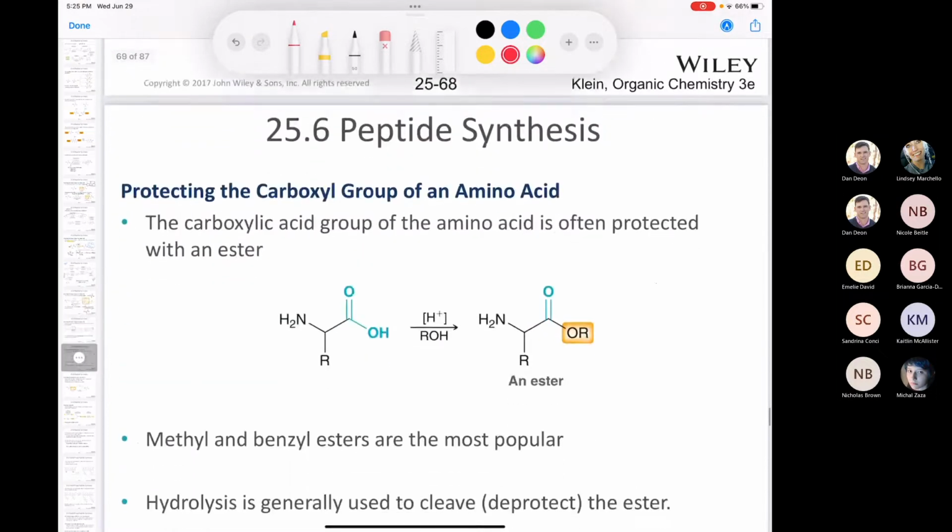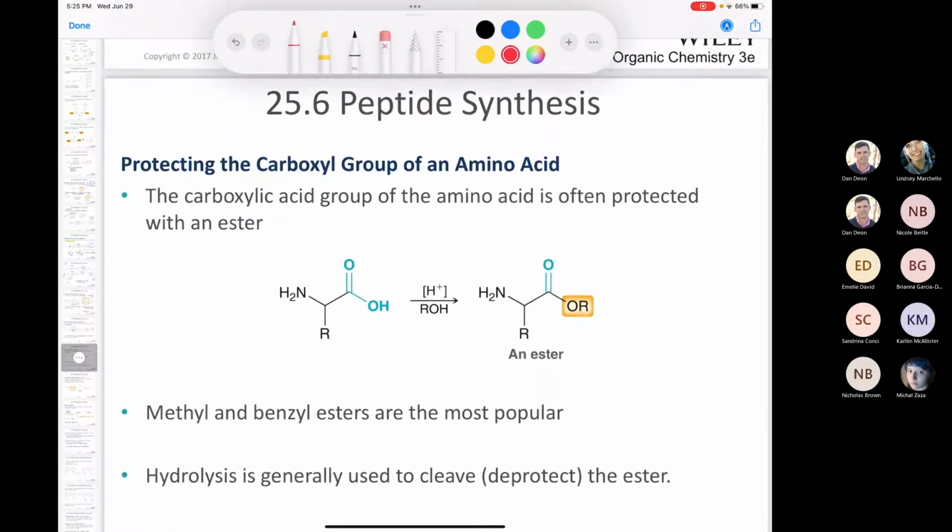Now that we've covered 2 protecting groups for the amino groups, let's take a look at the carboxyl groups. How do we protect those? Well, a classic way is to make an ester. And hopefully you all remember esterification reactions, where you take a carboxylic acid, treat it with an alcohol and a catalytic amount of acid to make an ester. The 2 most popular esters that we can make are methyl esters and benzyl esters.